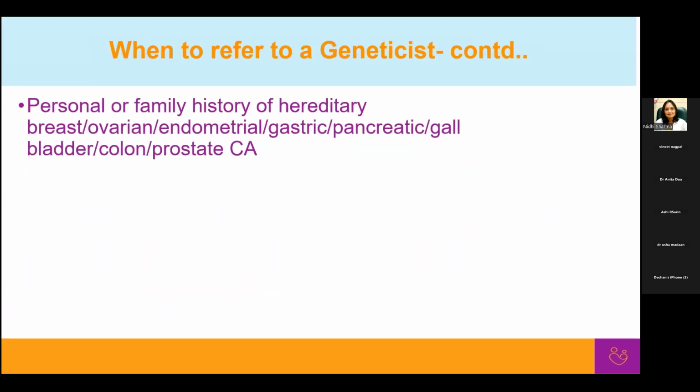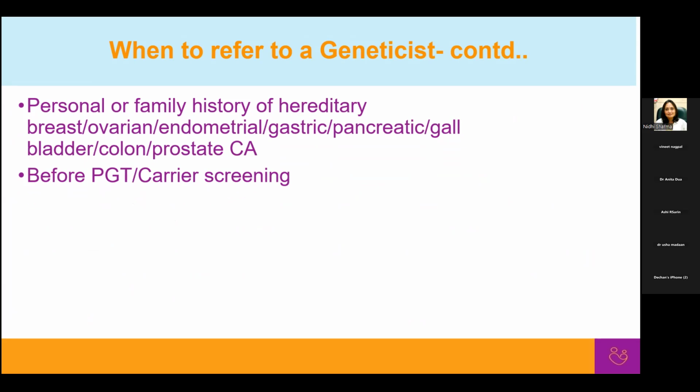Any personal or family history of hereditary breast, ovarian, endometrial, gastric, pancreatic, colon or prostate cancer running in the family, or young age of onset, could also be genetic. Before pre-implantation genetic testing, because most IVF centers are adopting PGT, and PGT is a very innovative technique, but before planning a PGT, a geneticist's advice is always required.